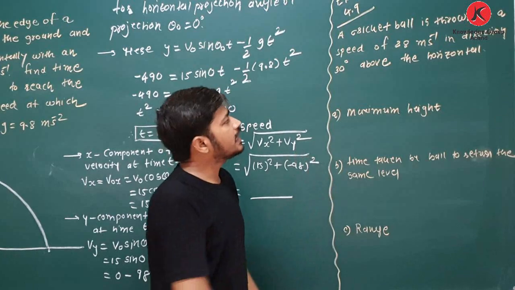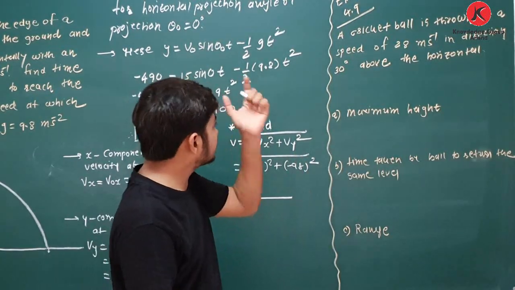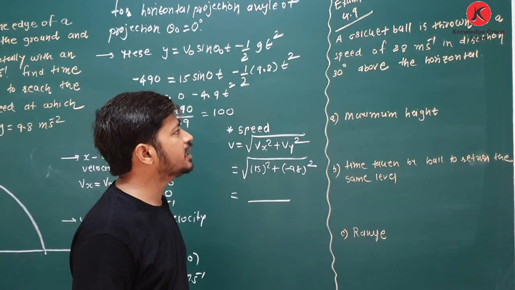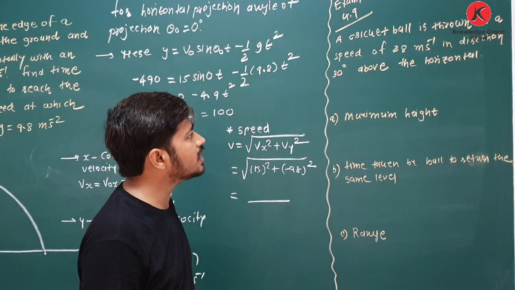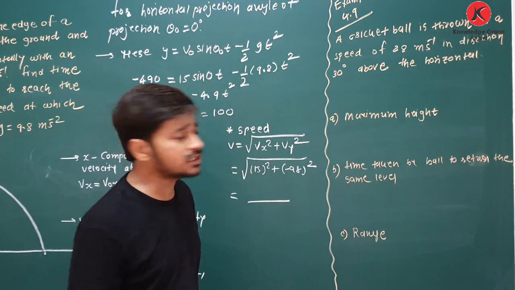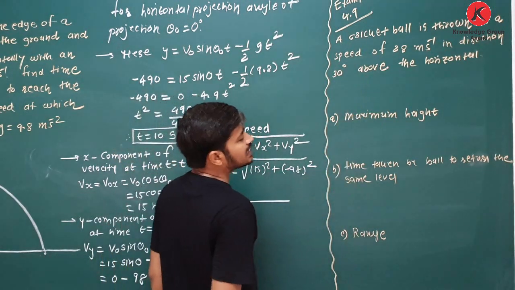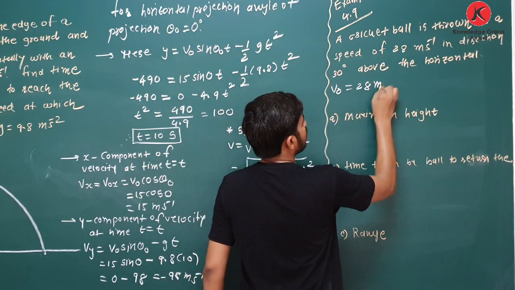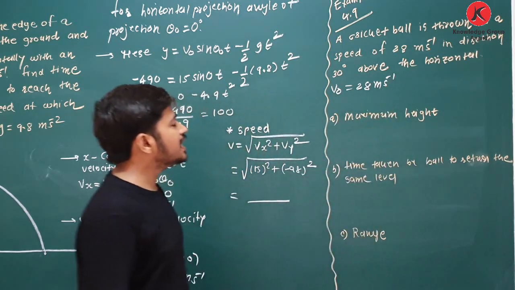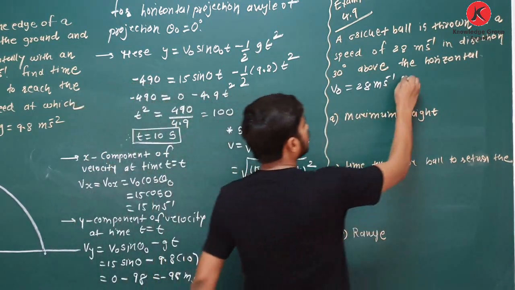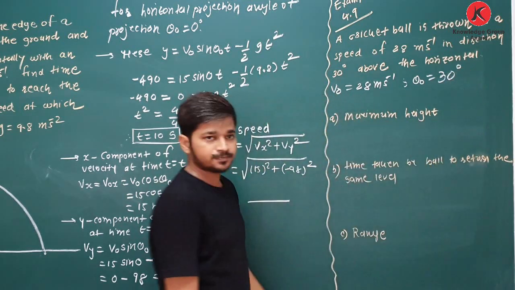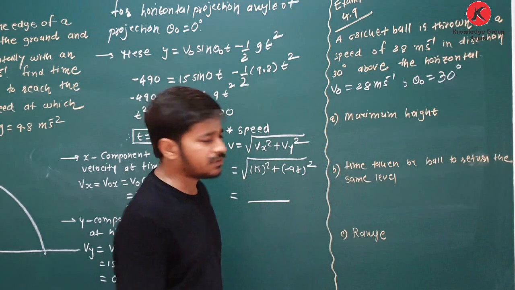Okay, next one is the question. See, example 4.9. A cricket ball is thrown at a speed of 28 meter per second in a direction 30 degree above the horizontal. What is given? 28 meter per second is the initial velocity, means V0 is 28 meter per second. In direction 30 degree above the horizontal, means theta 0 is equal to 30 degree. Clear? Your first question is to find the maximum height.